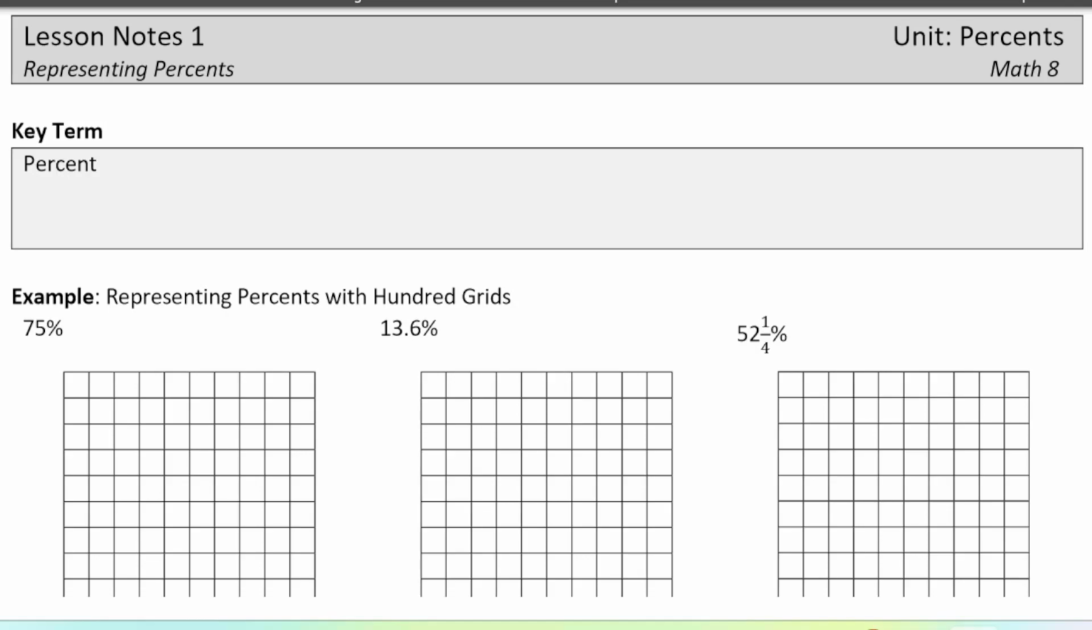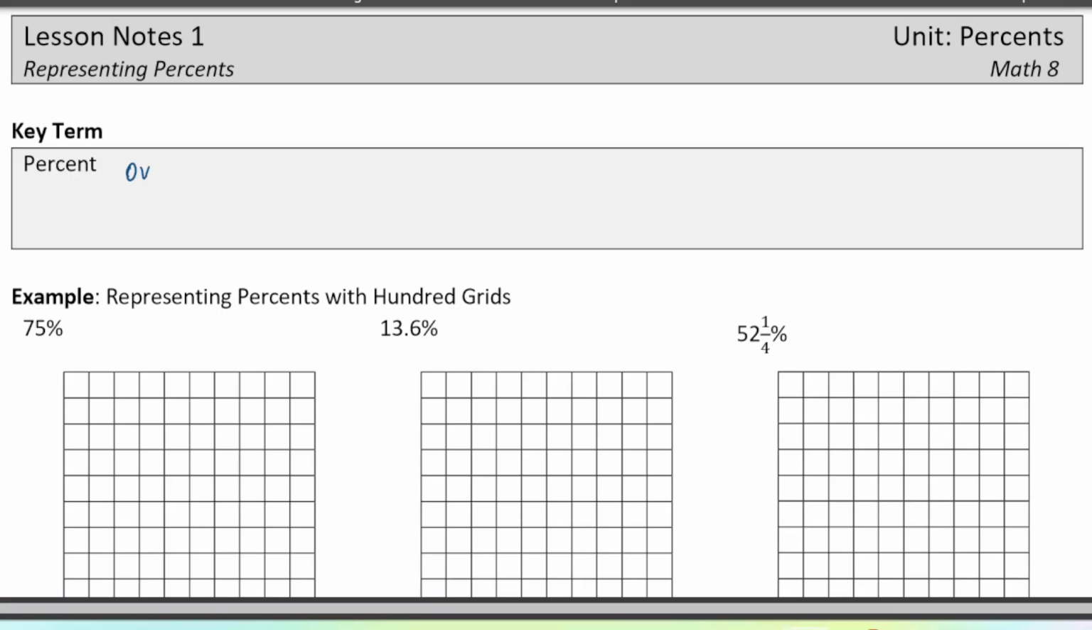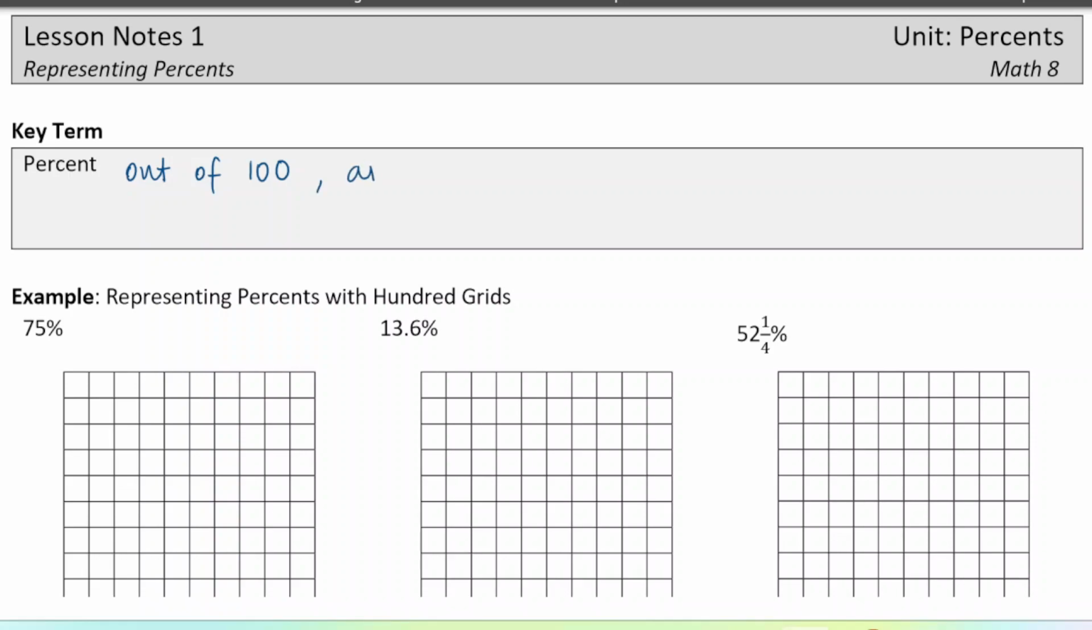Right, this is the first lesson in the percents unit in Math 8. Today we're looking at representing percents in different ways. So first let's define what a percent is. Percent means out of 100. It's another name for hundredths.